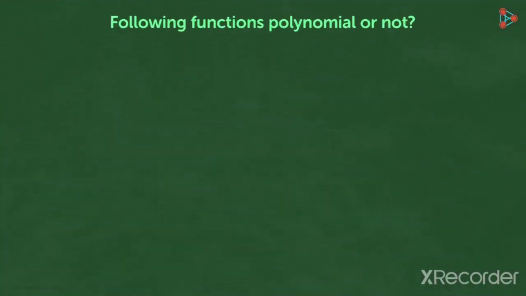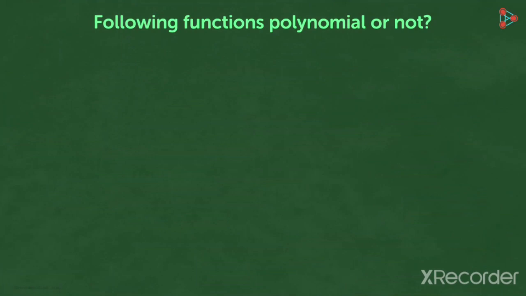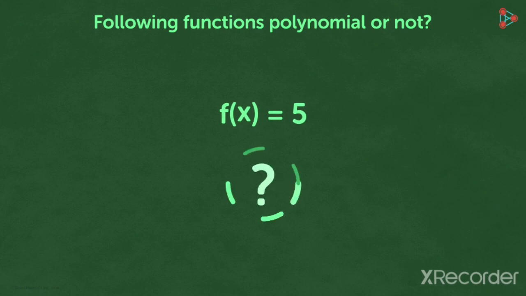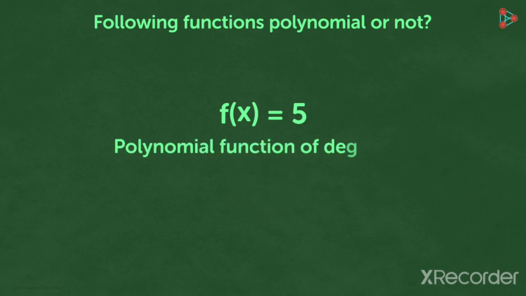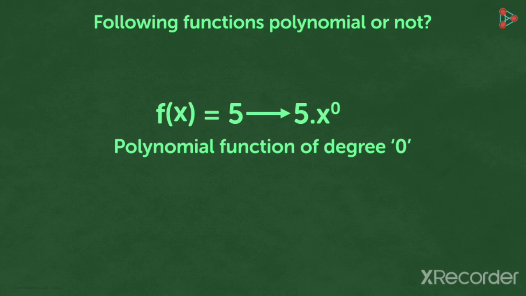Now let's test our understanding to see if the following functions are polynomial functions or not. Is f of x equal to 5 a polynomial function? Yes, it's a polynomial function of degree 0. This is because 5 can be written as 5 multiplied by x raised to 0. Here, the highest degree of the function is 0.